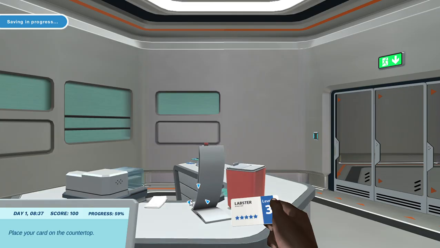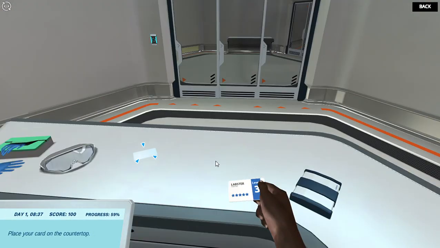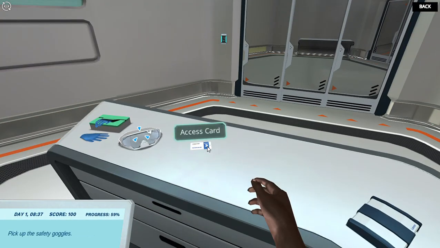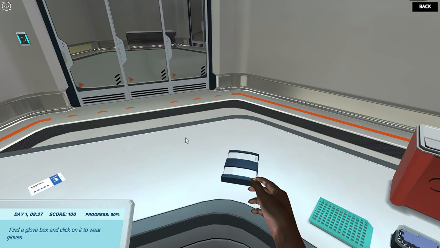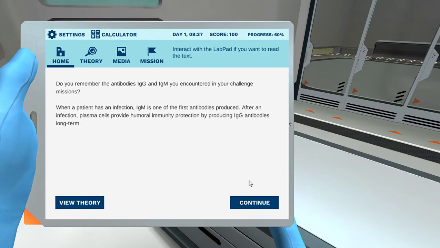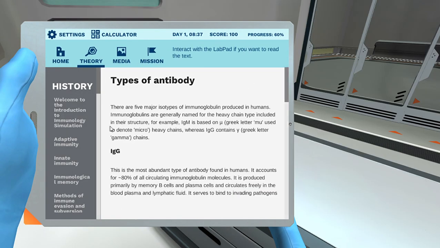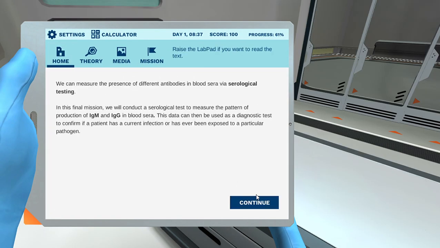Place your card on the countertop. Pick up the safety goggles. Find a glove box and click on it to wear gloves. Do you remember the antibodies IgG and IgM you encountered? We can measure the presence of different antibodies in blood sera via serological testing.